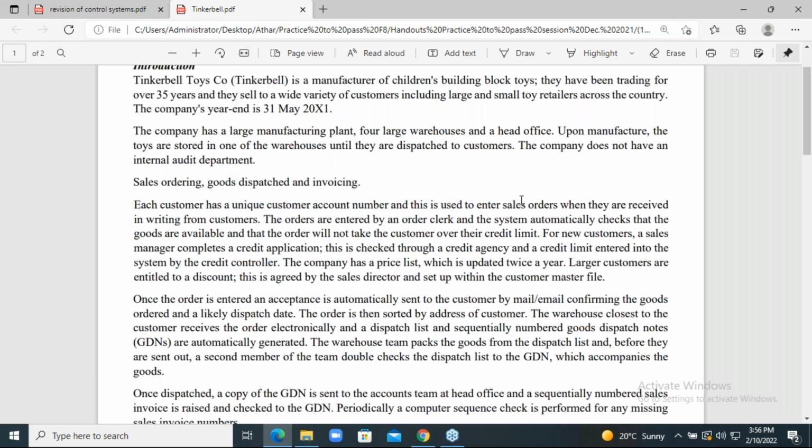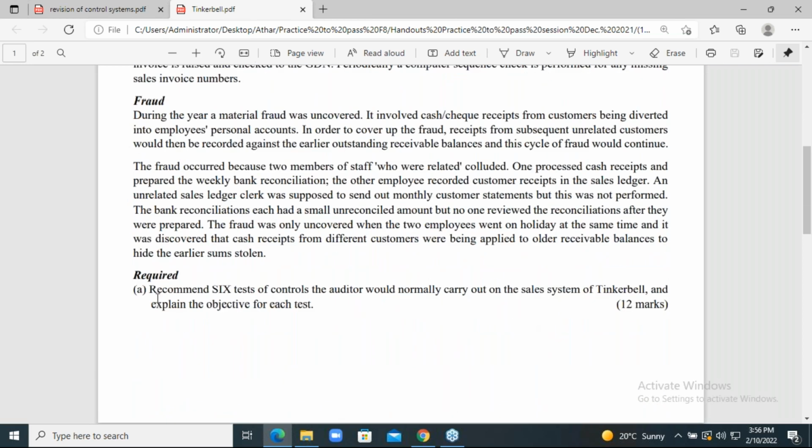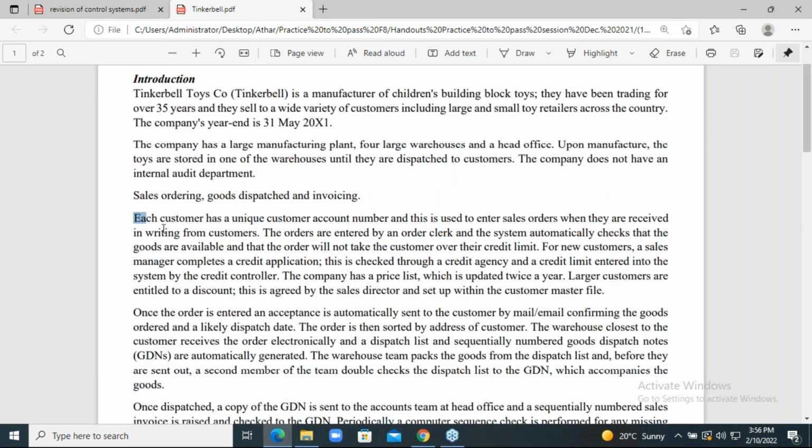Now this is used to enter sales orders when they are received in writing from the customers. So what is the objective? What has been asked of us? Explain the objective of each test. So what is the objective of this control system? If we write the objective of this control system first and then we write the test of control, it will be easy for us because we can see the objective and we can easily apply the test of control on that objective. So how can we do that?